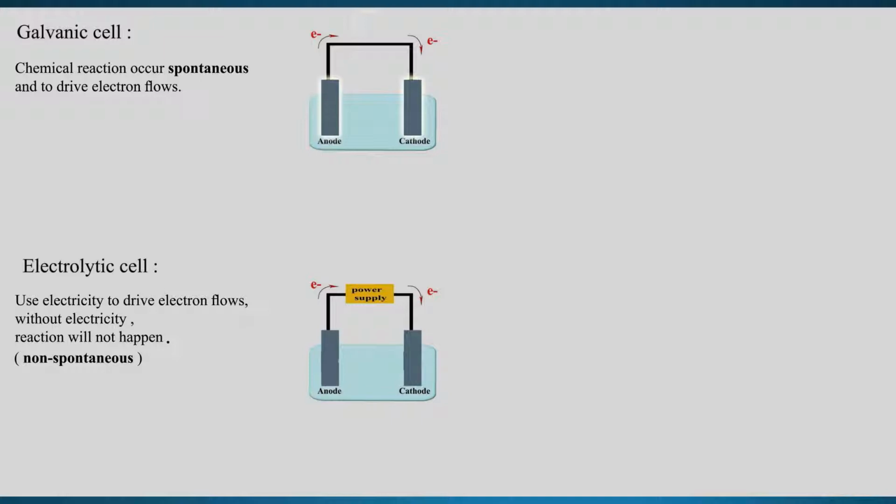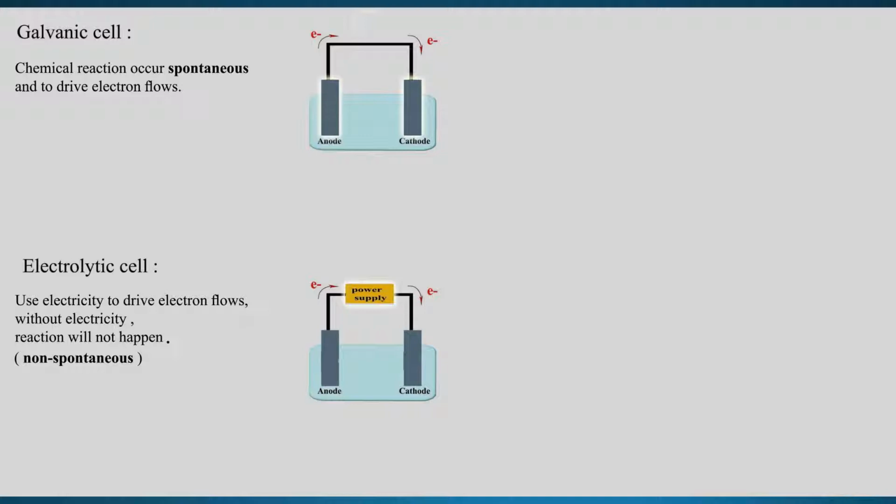The electrolytic cell is different. They're using electricity to drive the electron flow, using a power source from outside. What happens without the outside power? Without the outside supply, the reaction will not happen. So once you take out the battery, the reaction will stop.